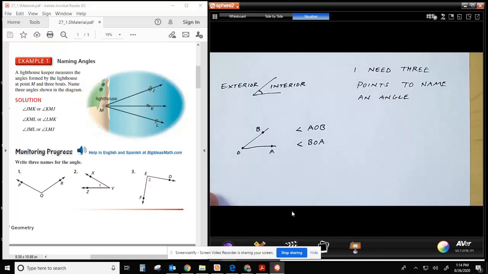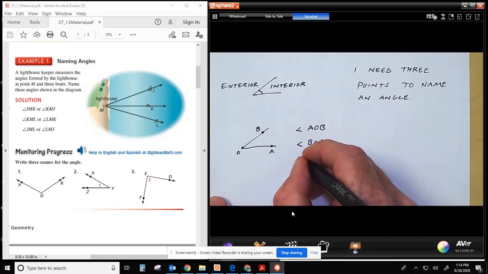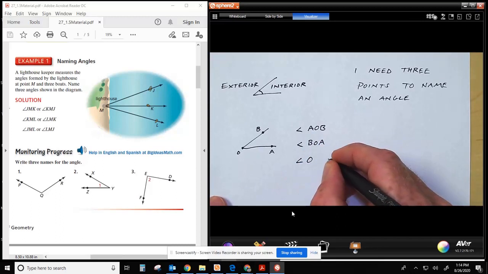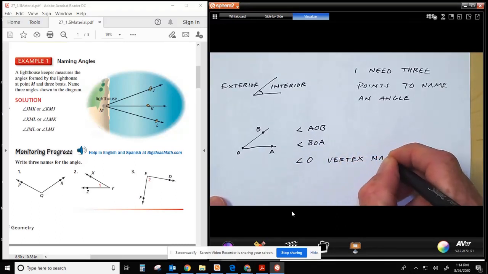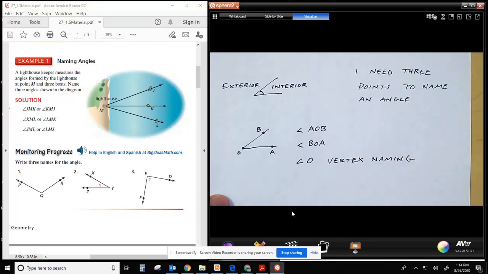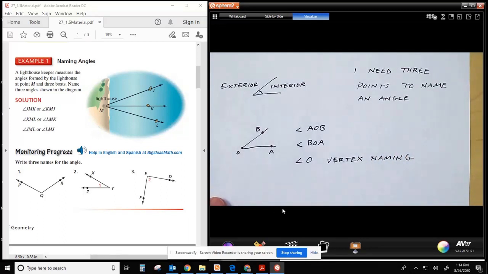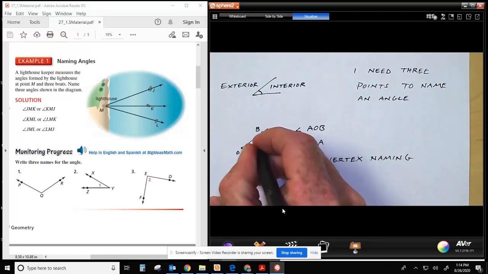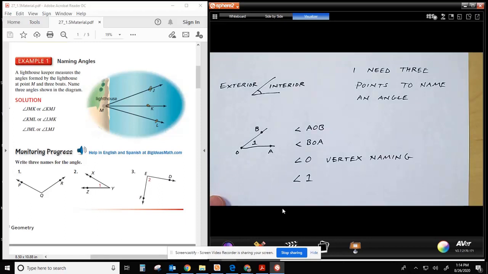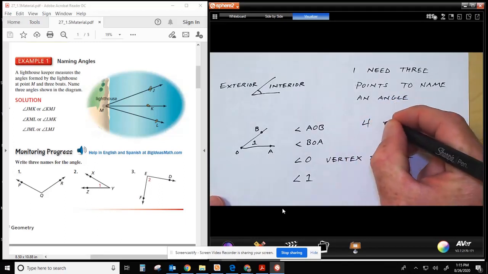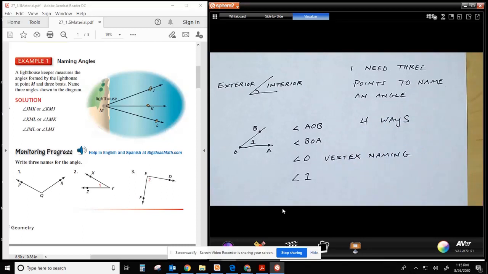On occasion, you'll see people refer to an isolated angle only by the vertex. So this is angle O. This is the vertex naming. And then lastly, sometimes you see a number written into a figure. So I'll make this a little number 1. And you'll see references to angle number 1. 4 ways to name an angle.